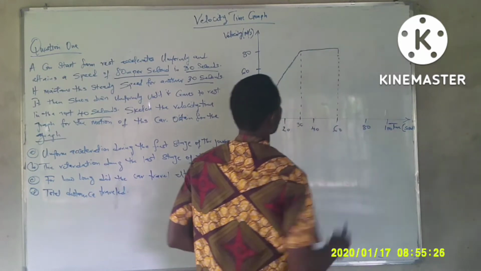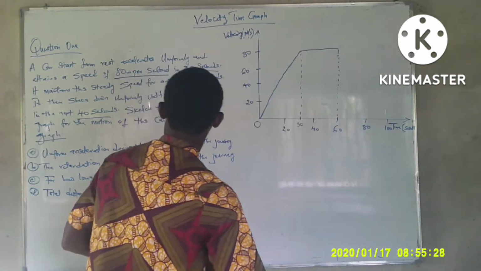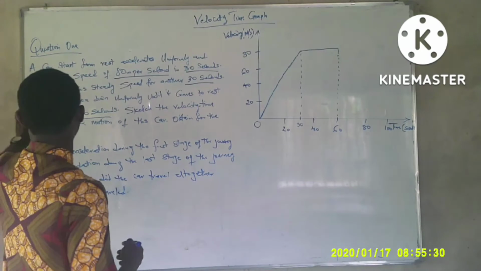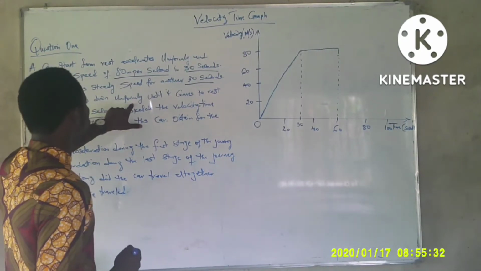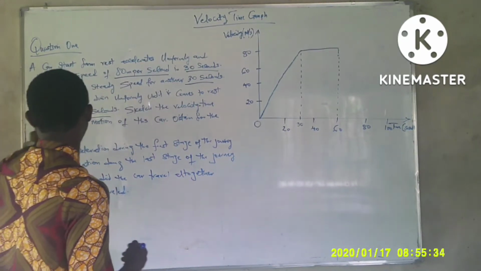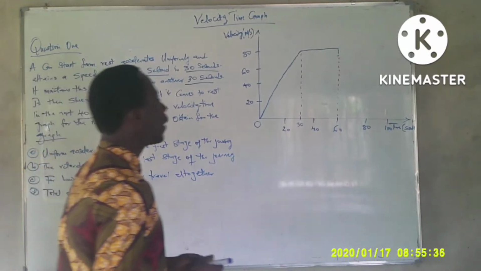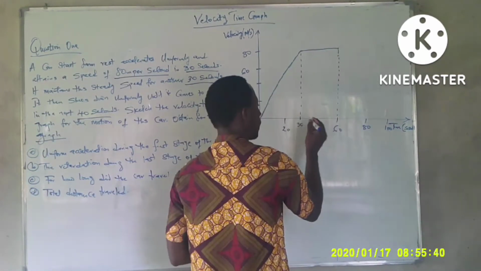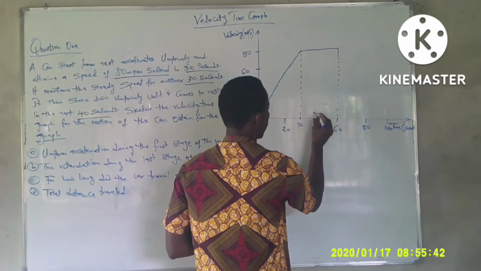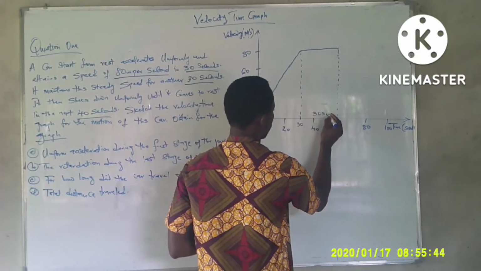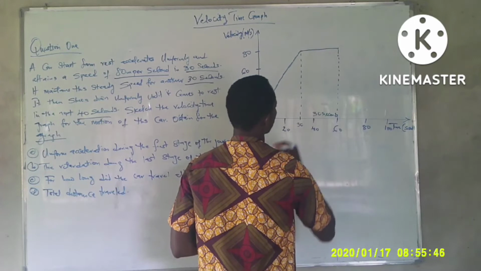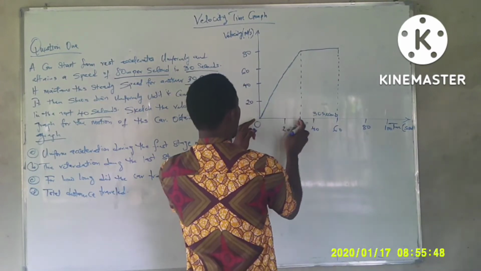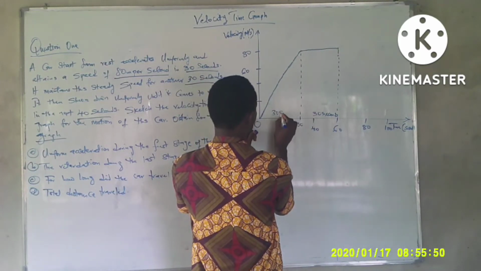Now it then slows down uniformly, and it comes to rest in the next 30 seconds. So after it has maintained this speed, let me put the time here. Between here and here is 30 seconds. Then between here and here as well, it's also 30 seconds.